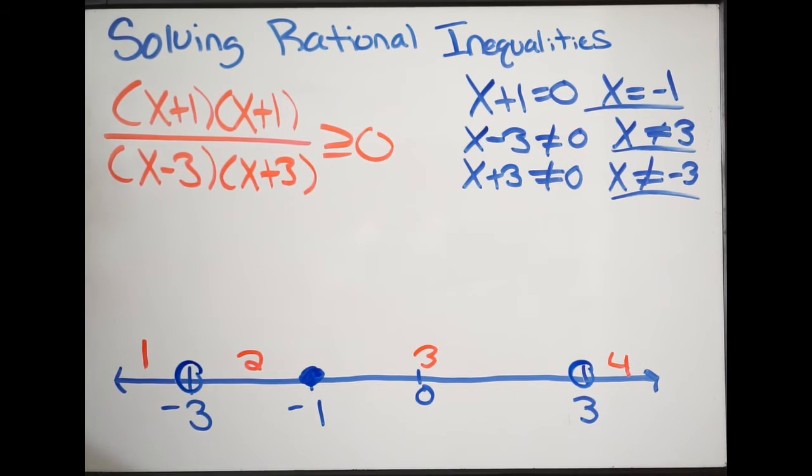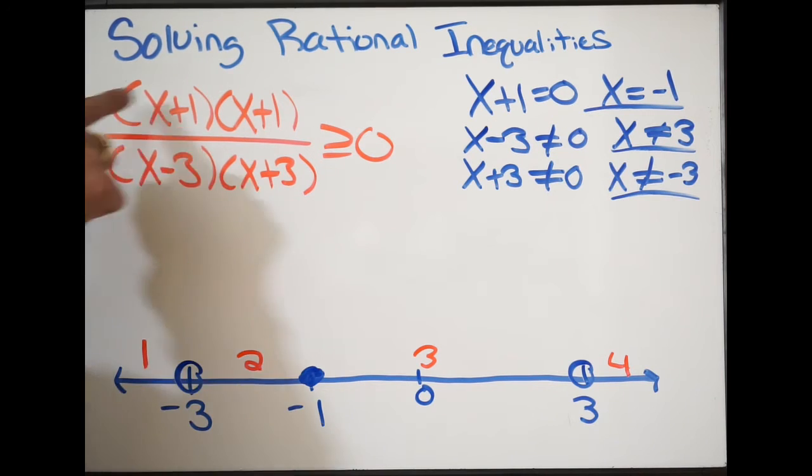So what I'm going to do is just pick an integer in each one of my test regions, test it out and see what happens. And from there, I'll be able to derive my solution in interval notation, okay? So let's go ahead and start with region 1. I'm just going to pick negative 4. Again, you could pick anything you want to the left of negative 3. So I'll just pick negative 4.